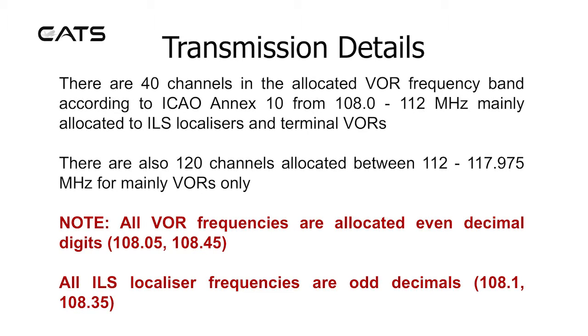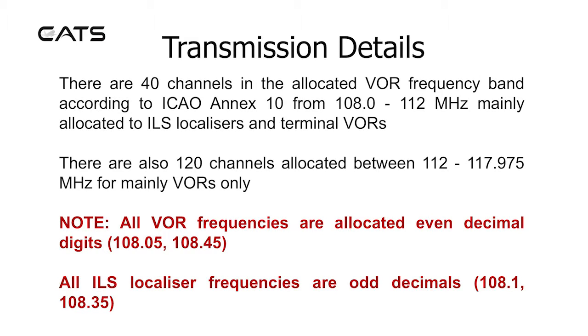Transmission details. There are 40 channels in the allocated VOR frequency band according to ICAO Annex 10 from 108 to 112 MHz, mainly allocated to ILS localizers and terminal VORs. There are also 120 channels allocated between 112 and 117.975 MHz, mainly for VORs.